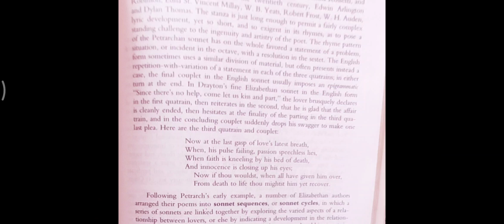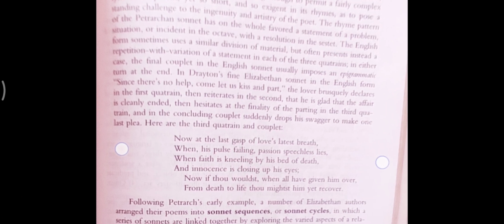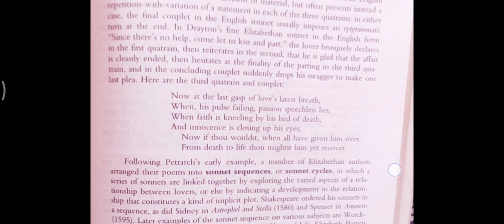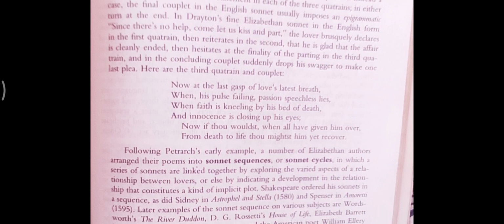The Petrarchan sonnet, as we have seen, had a favorable rhyming pattern. It is a kind of statement of a problem, as I have just discussed. At the same time, there is an incident in the octave and a resolution in the sestet. So, structurally speaking, Petrarch's sonnet proved a very good example for poetic argument. But often, such a sonnet presents a repetition with variation of a statement in the three quatrains, and the final couplet in the English sonnet usually imposes a kind of epigrammatic turn at the end.